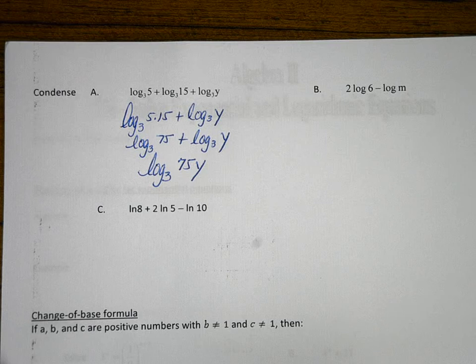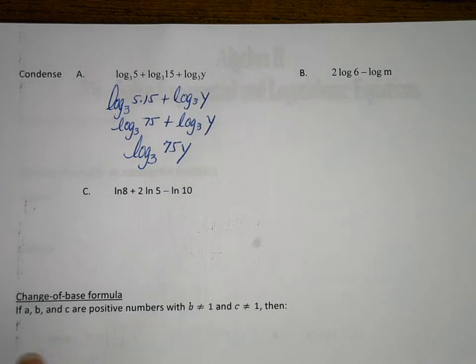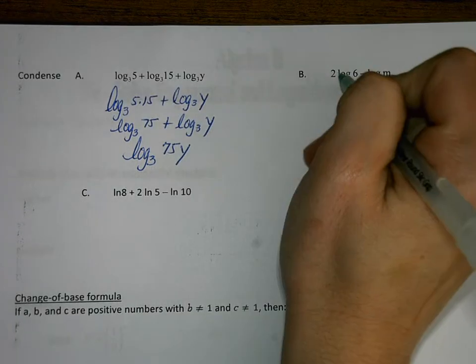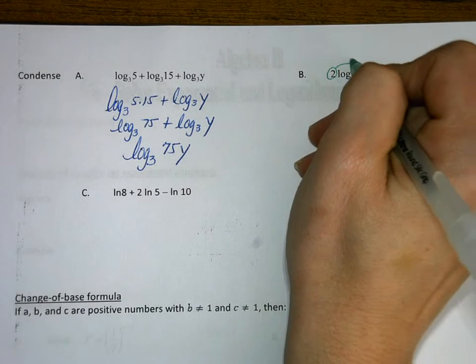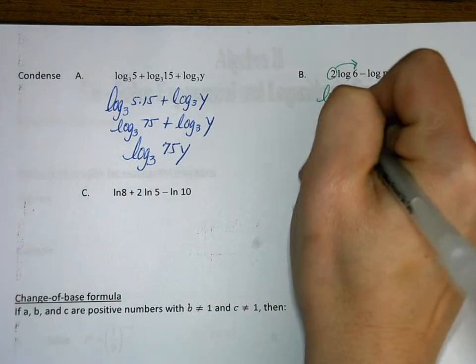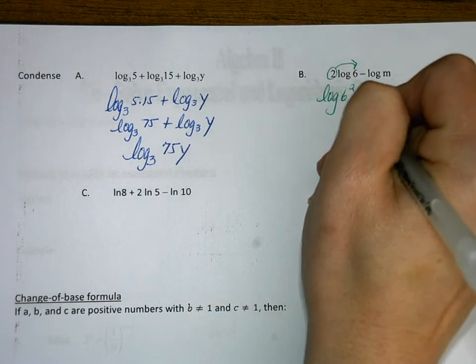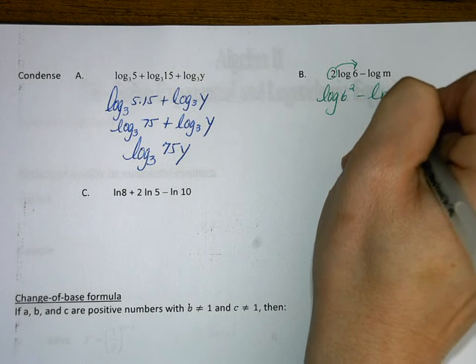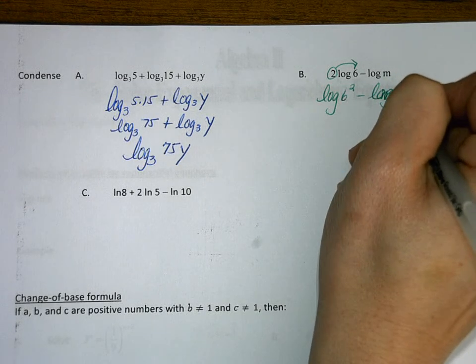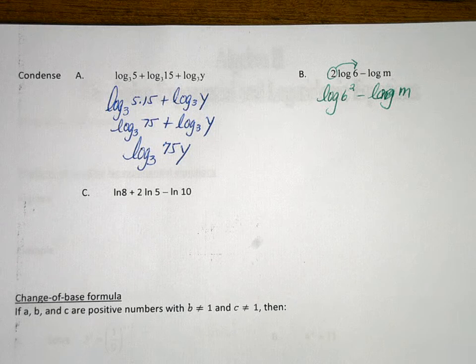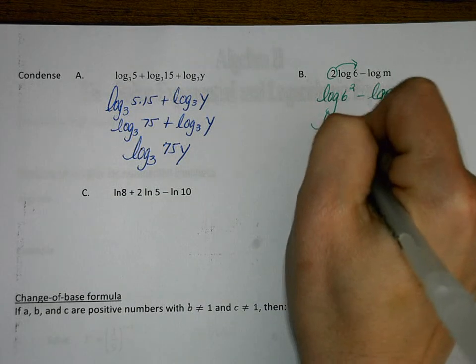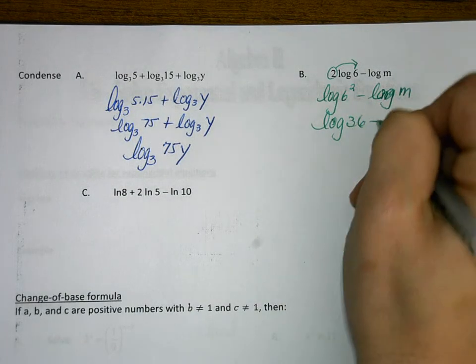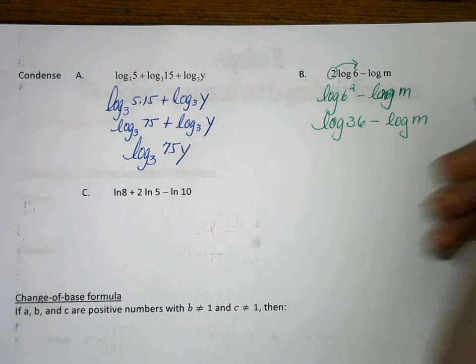All right. Somebody have a thought on something that we can do in B? Beautiful. The 2 out in front has to fly up to be the exponent inside. So we have the log of 6 squared minus the log of m. What's 6 squared? 36. We have the log of 36. Subtract the log of m.